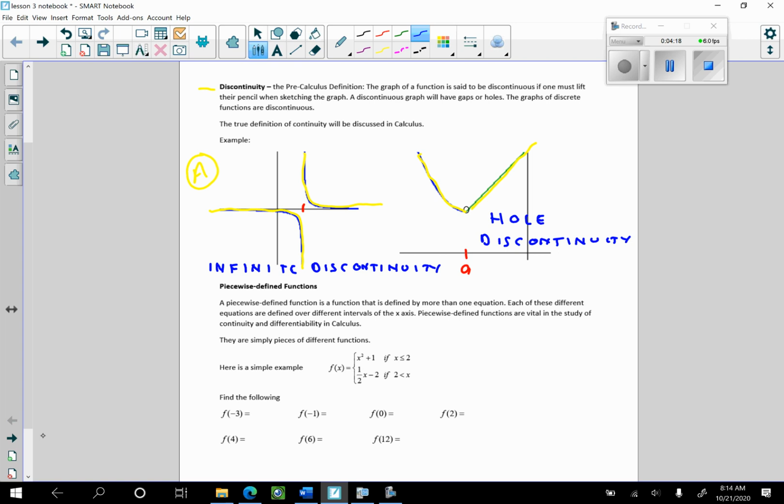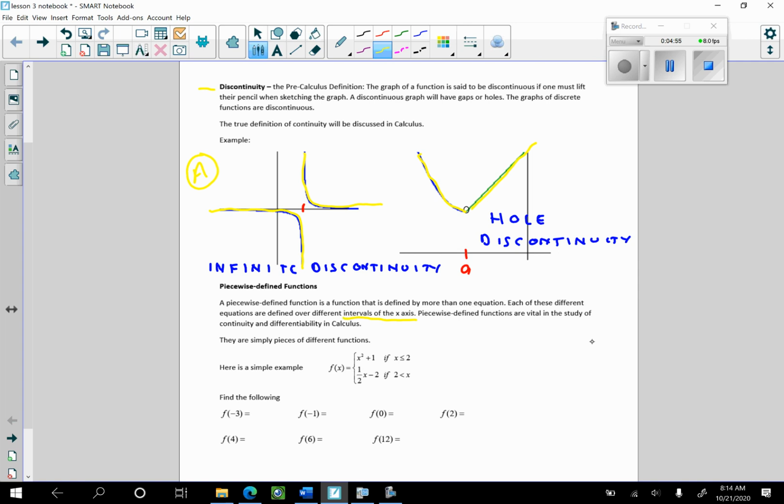Okay, piecewise defined functions. A piecewise defined function is a function that is defined by more than one equation. We began our discussion as stated before in Algebra 2. Each of these different equations are defined over different intervals of x. Piecewise defined functions, as stated before, are vital in the study of continuity and differentiability in calculus. They are simply pieces of different functions, hence the word piecewise defined.